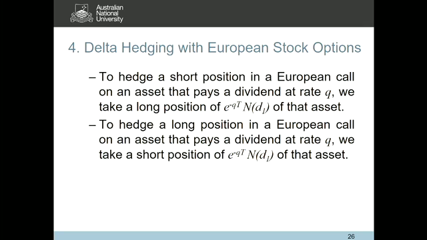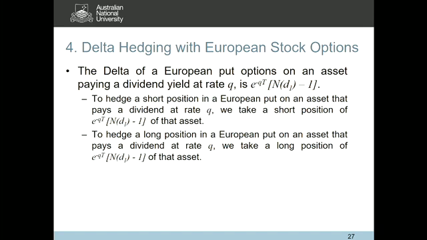So obviously, if you're short in a call, you're going to be long in the underlying by e to the negative QT times ND1. And if you're long in a call, you'll be short in the underlying, e to the negative QT times your calculated ND1.